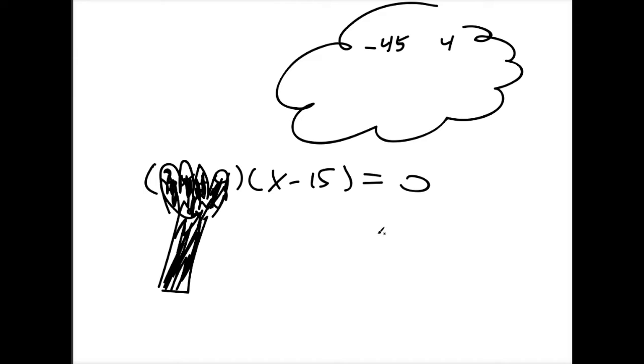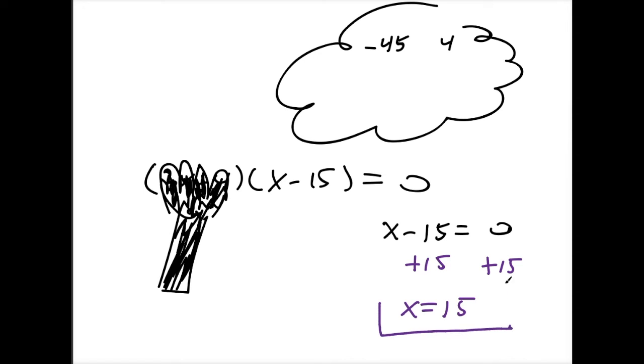So over here I have x minus 15 equals 0. Yes. Then, okay, I'll just work that. So then I get plus 15, plus 15. Then you get x equals 15. Nice. Wait, don't box it. Don't you box it yet.